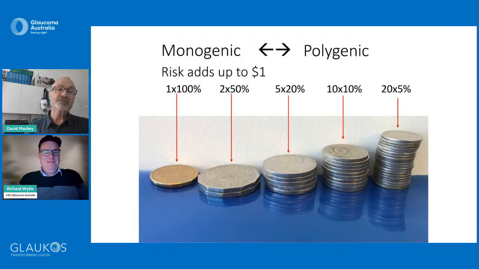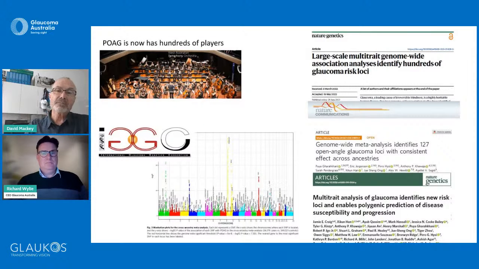However, what happens in reality is lots of people have a collection of less powerful genes, but summed up together, these add up to $1 and give a person glaucoma. And this is what we find is explaining most of glaucoma now, and we're able to test people.